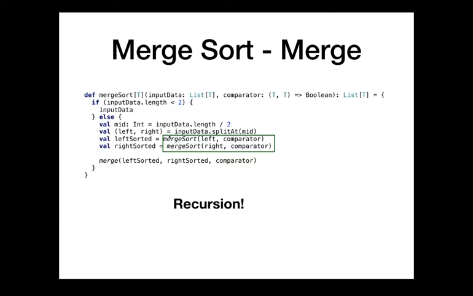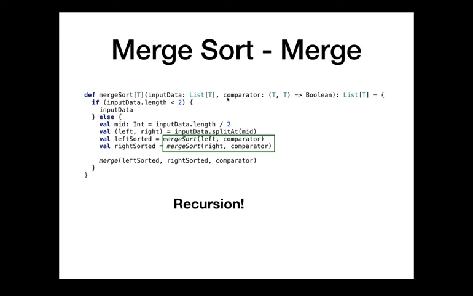Split at is going to return 2 lists split at this index. So with a list of size 7, left would have the first 3 elements, right would have the next 4 elements. And then I'm going to make the recursive calls of merge sort itself. So I'm calling this method itself on the left and right. And I'm going to forward the comparator.